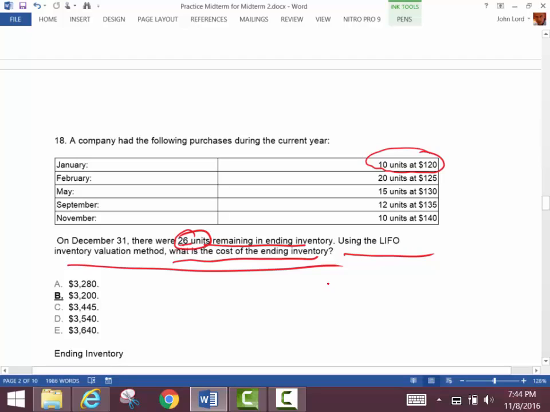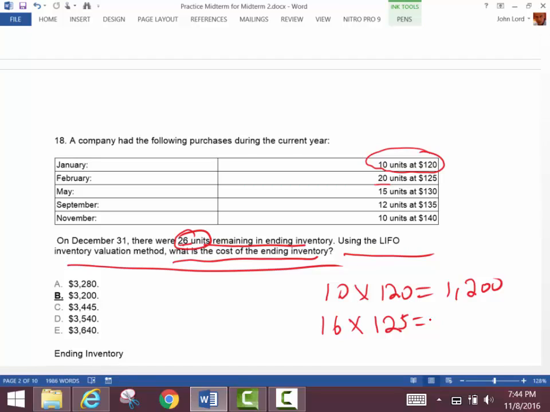So I've got 10 at 120. That gives me what? 1200? Okay. And then I'm going to take what? 16 more from here. So 16 times 125 is what? 2,000? Okay, so the answer here is what, 3,200? Okay.